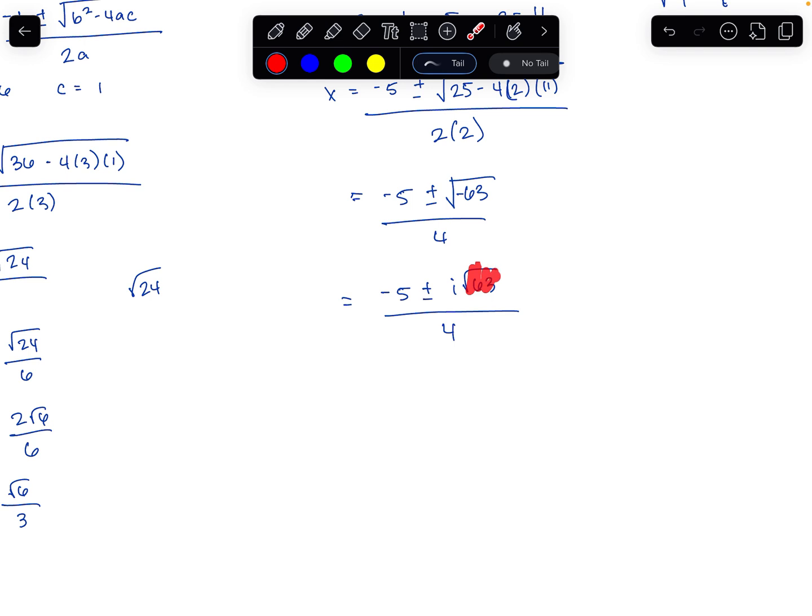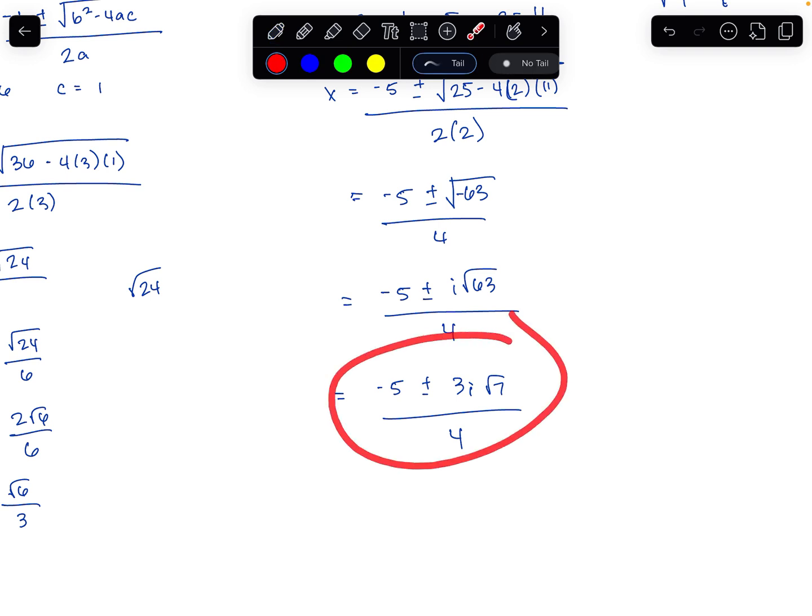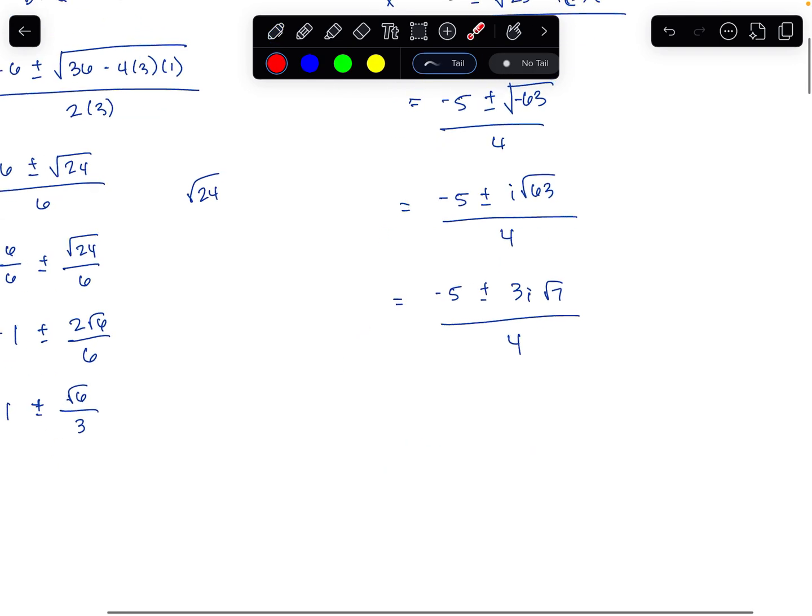Then we can simplify the square root of 63. So I'm going to go into ChatGPT. What about the square root of 63? And that simplifies to 3 root 7. So this is equal to -5 plus or minus 3i root 7 over 4. And there you go, there are the solutions to our quadratic.